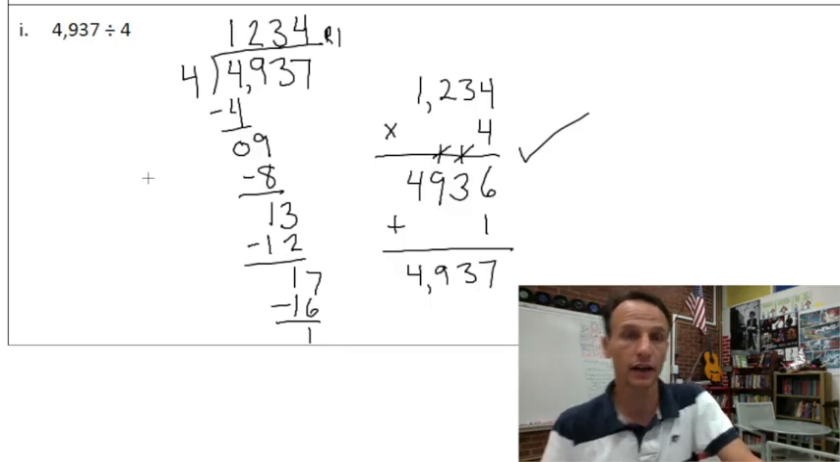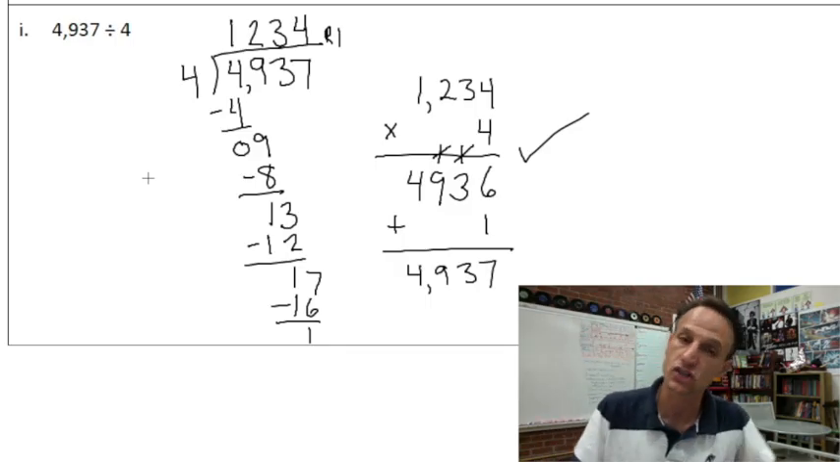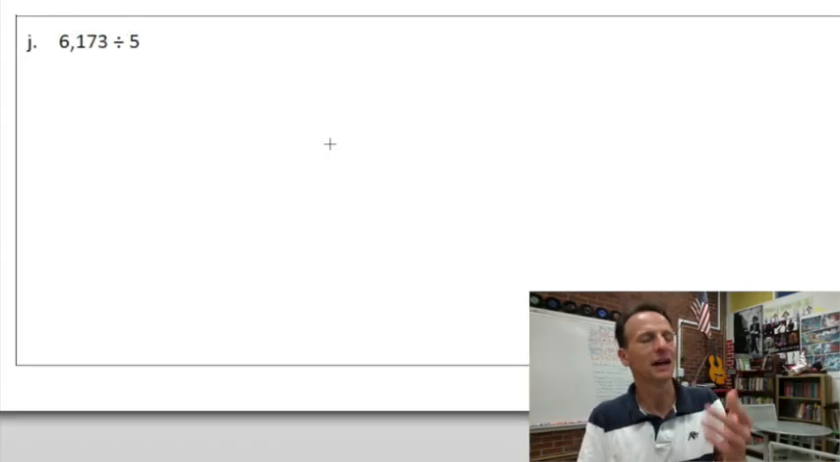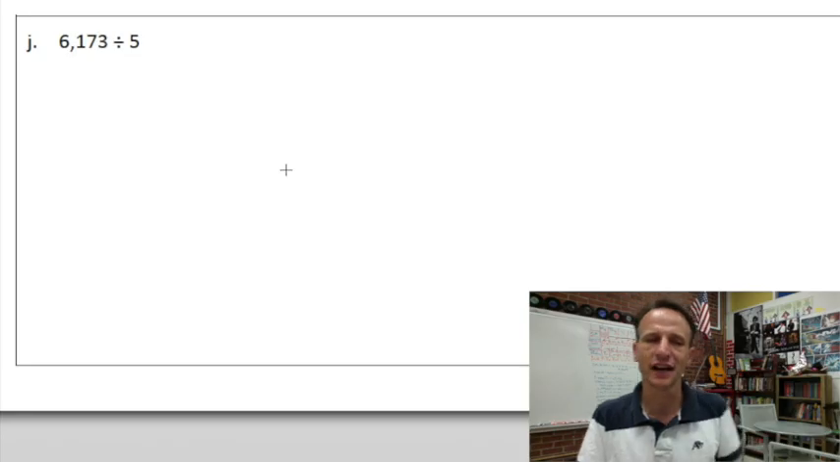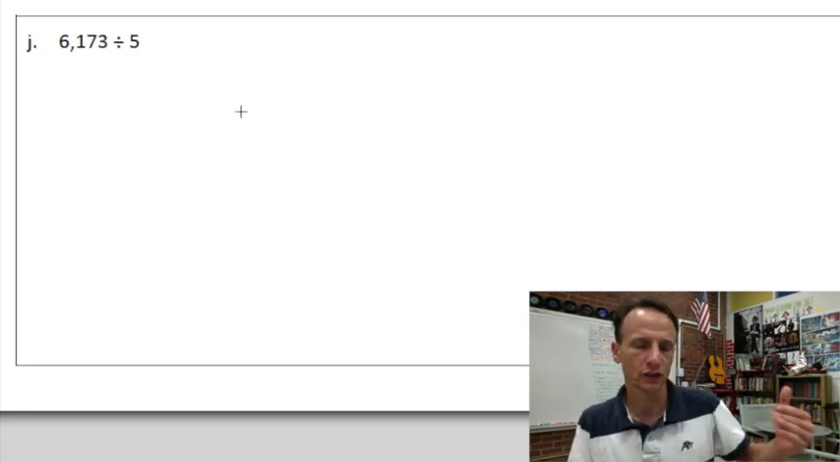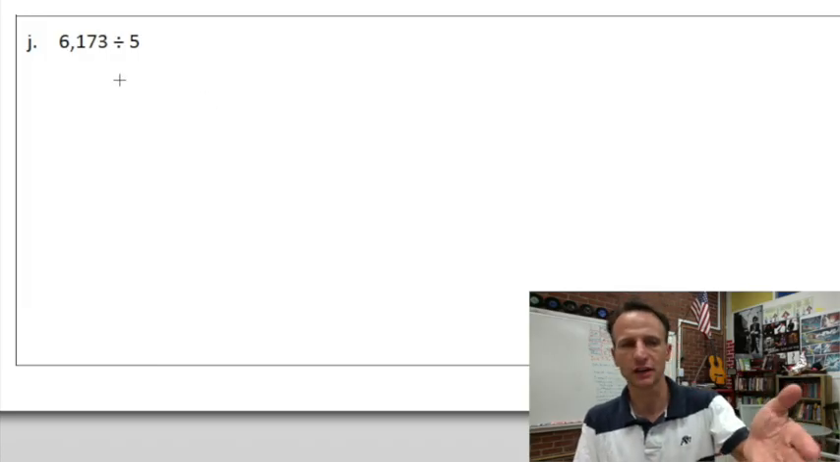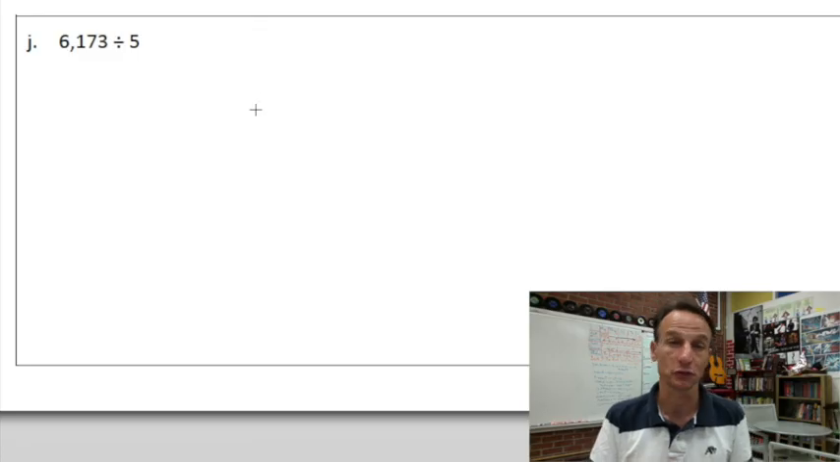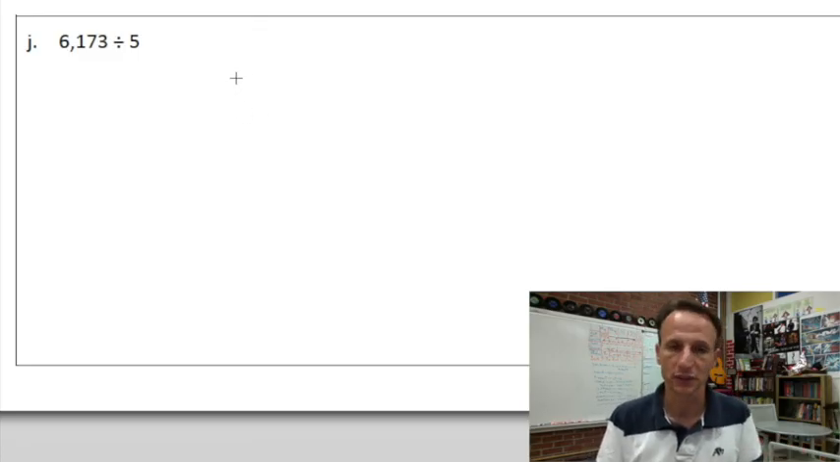One more here on number 1. Okay, let's go on to part J. And J, you can see, what do you notice? Yeah, we're going to have a remainder. We're dividing by 5. I think it's the first one we're dividing by 5, which is the largest divisor we've seen here. But you see that our dividend ends with a 3 and not a 0 or 5. So we're definitely going to have a remainder of 3. We can make a pretty safe prediction there.